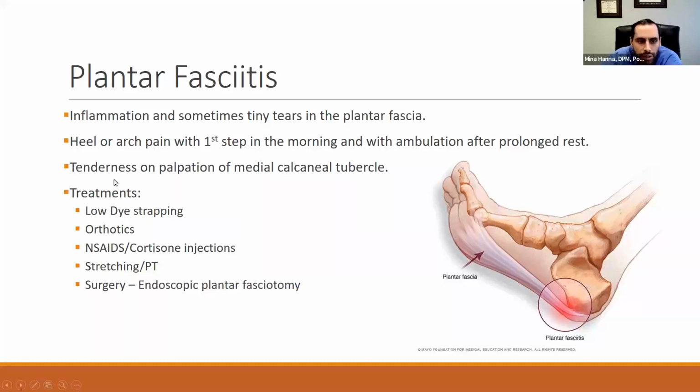And if all these treatment options don't work, there's a surgery that we can do, which is called an endoscopic plantar fasciotomy, where we release the medial 1/3 of the band and release that tightness, and patients do very well following the procedure. But most often patients do well with orthotics and injections.